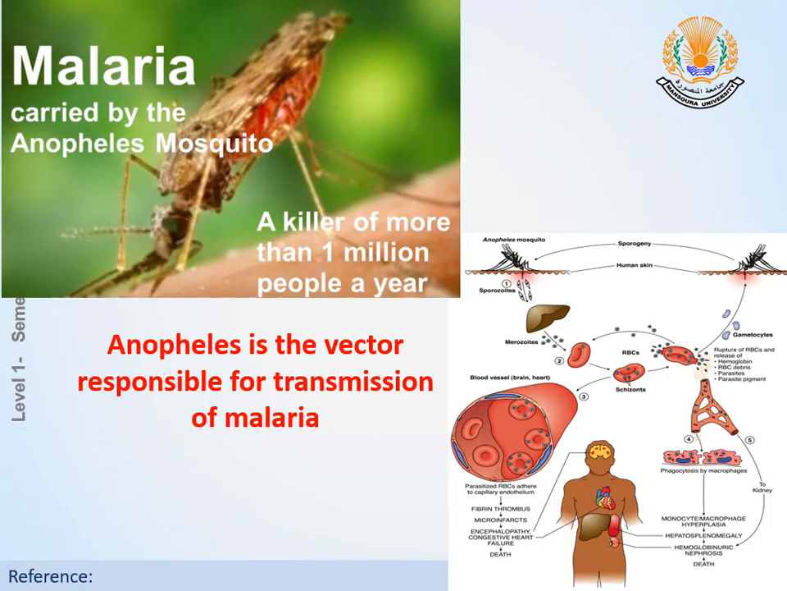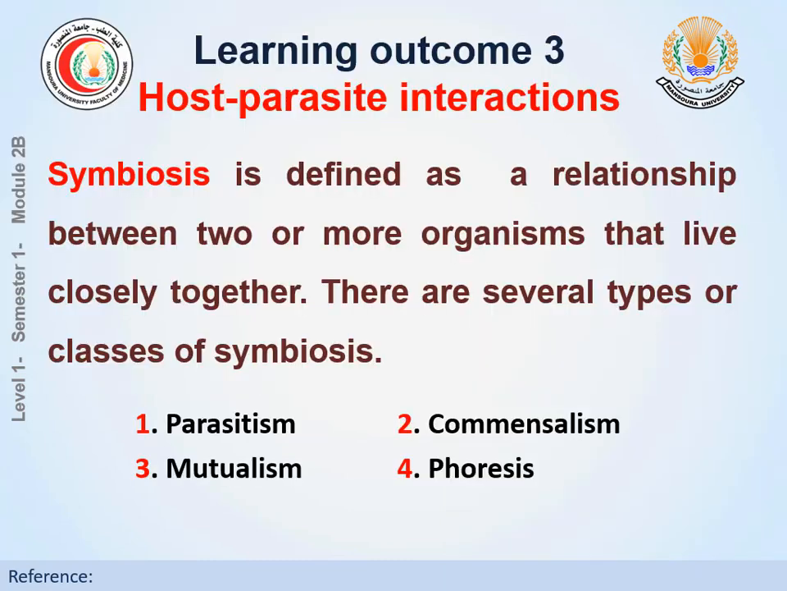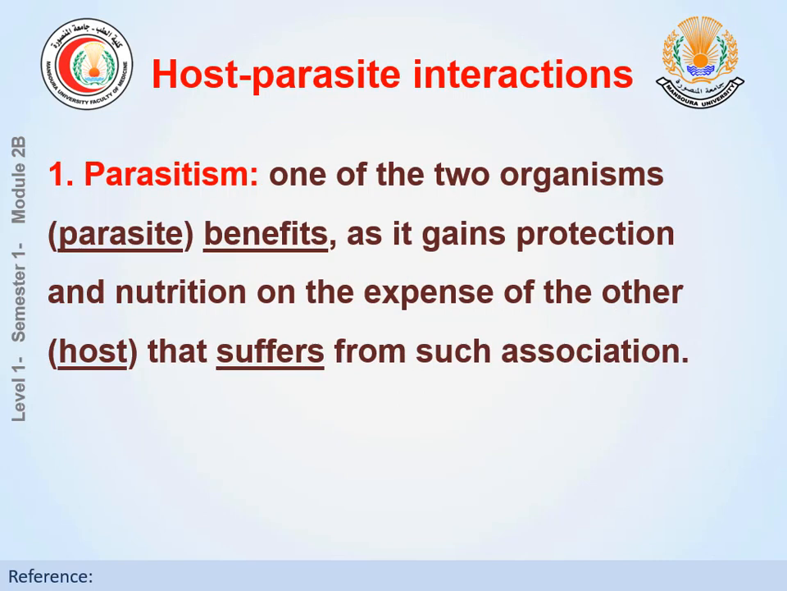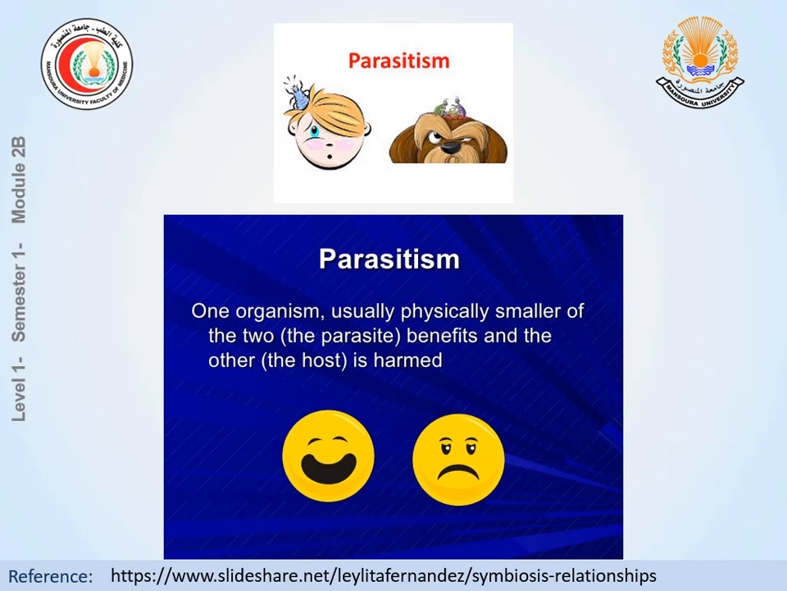The last type is the vector. When the host that transmits the parasite from one host to another is an arthropod, it is called the vector of the disease. What are the nature or types of interactions between parasites and hosts? We have 4 types: the parasitism, the commensalism, mutualism, and phoresis. In parasitism, the parasite benefits at the expense of the other that suffers from such association. So in here, the host is suffering from parasitism.